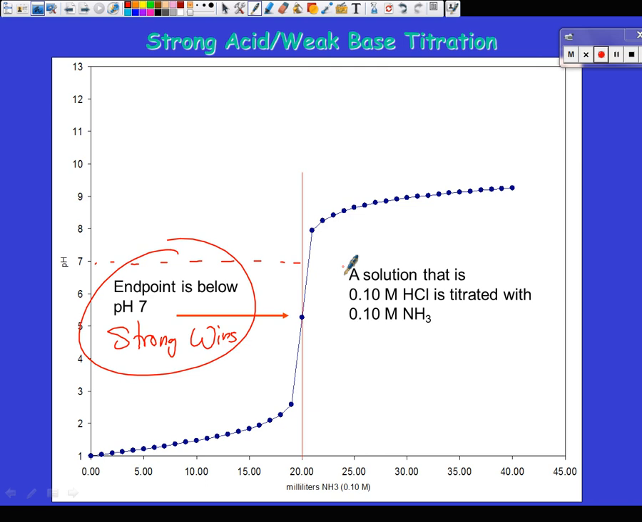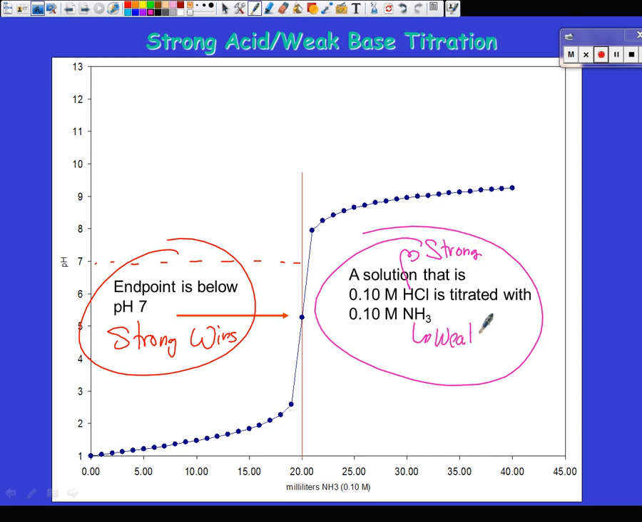If I took the graph away and on a multiple choice test all you saw was these words, could you still tell me approximately where your endpoint or equivalence point would be? Where? How do you know? HCl is what? Strong. And NH3 is what? Weak. Now do you understand how and why it's important to understand all your strongs?